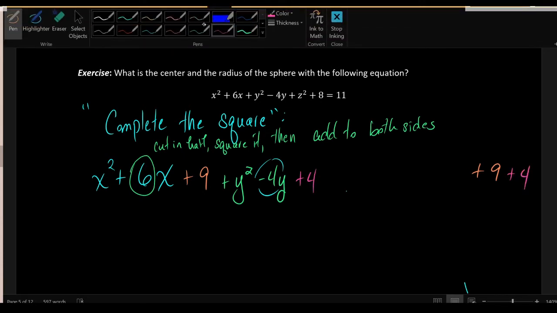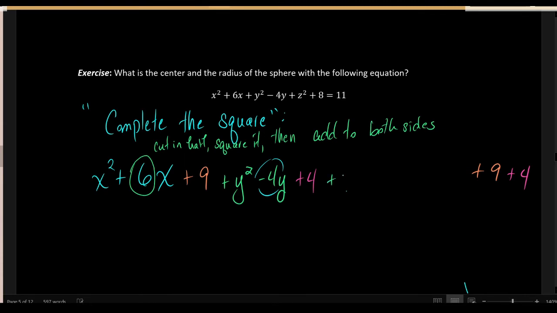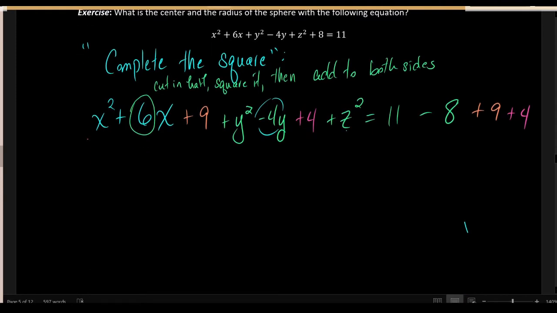Now z seems to be doing okay. z squared, the only copy of z, is inside of a squared quantity. And then I have the plus 8, which I'll move over to the other side with the rest of the constants, 11 minus 8. Now the reason that we add this quantity, half the coefficient squared, is because now it gives us the ability to factor this as x plus 3 quantity squared.